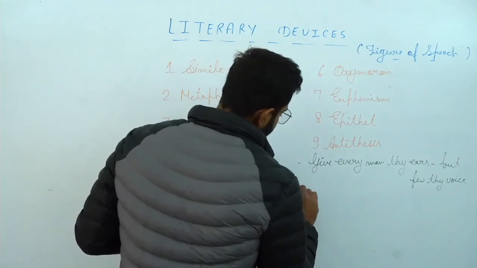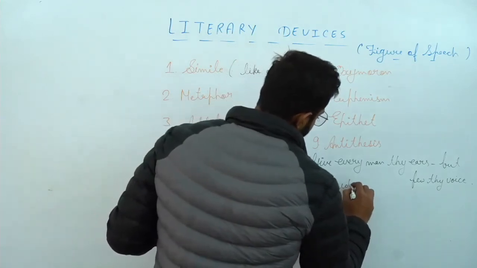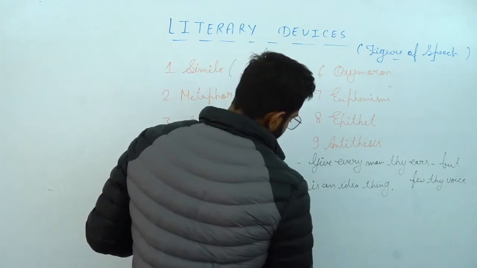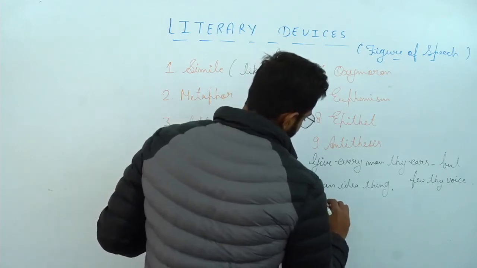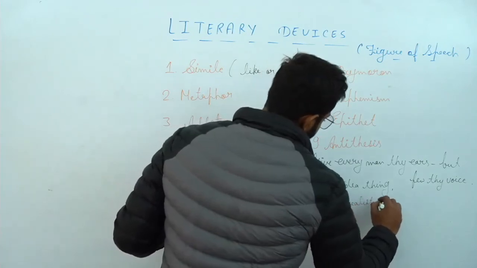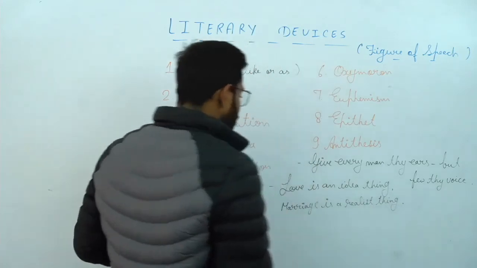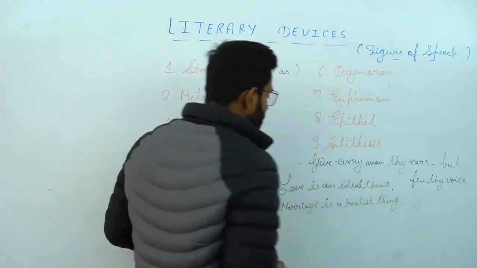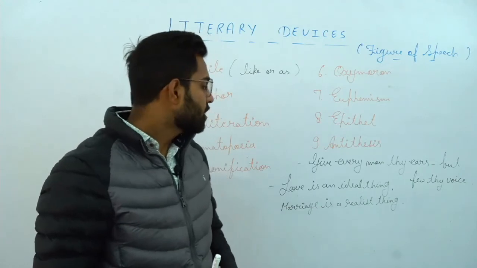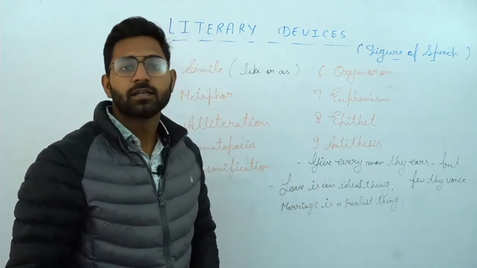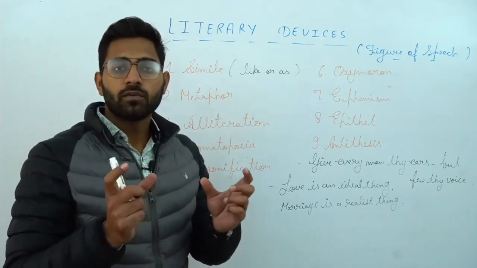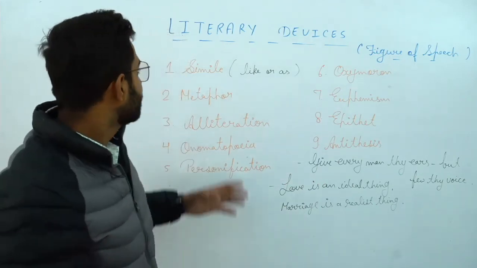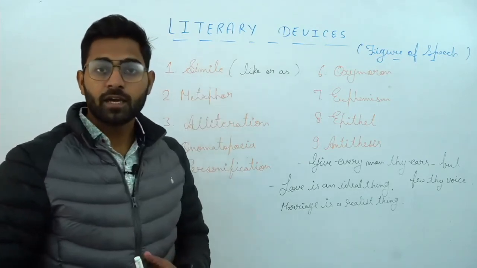like love is an ideal thing, comma, marriage is a realistic thing. So two dissimilar ideas are put in a single line, like love is an ideal thing, but marriage is a realistic thing. So we have two ideas, ideal and realistic. आदर्शवादी और यथार्थवादी, इन दो फैक्ट्स को, इन दो भावनाओं को एक ही लाइन में कंट्रास्ट किया गया, दैट इज कॉल्ड antithesis. So we have read the topic literary devices, aka we called its figure of speech.